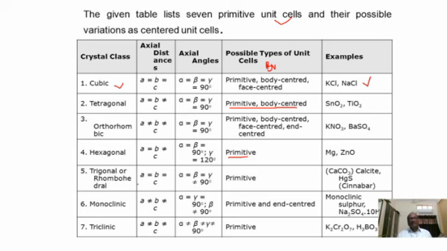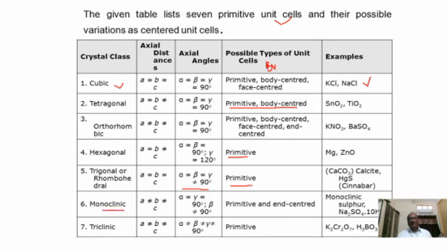Trigonal or rhombohedral, you see, a is equal to b is equal to c but alpha, beta, gamma not equal to 90 degrees. Available with only one Bravais lattice. Examples are calcite, means calcium carbonate, and mercuric sulfide. It is also called cinnabar. Cinnabar is a common name.